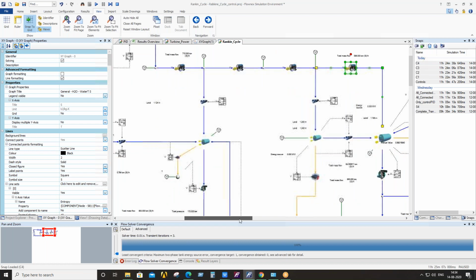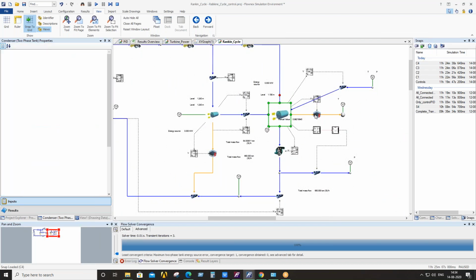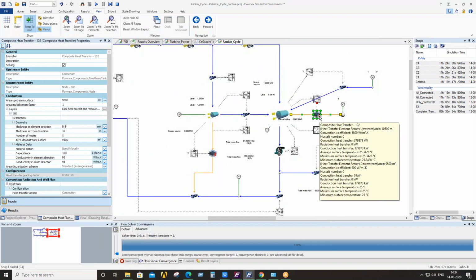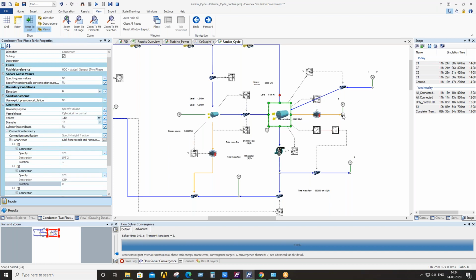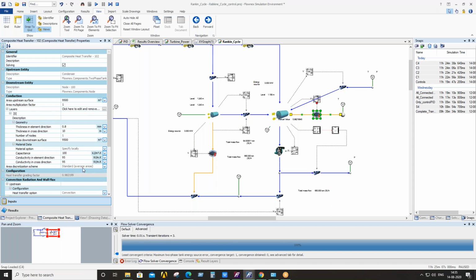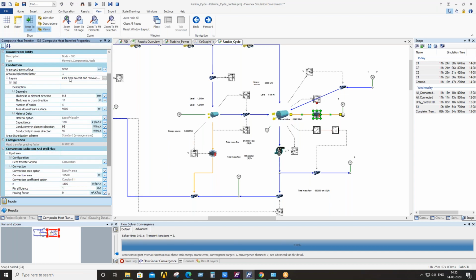So here you can see from the condenser the heat is rejected. One heat transfer element is used. It is the element which can represent both the conduction and convection phenomena. Here you can see it is used to make the heat transfer from the condenser to the atmosphere. From this element, you can specify the area for the conduction or the area for the heat transfer. In the case of our condenser, it will be the surface area of all the small pipes combined.